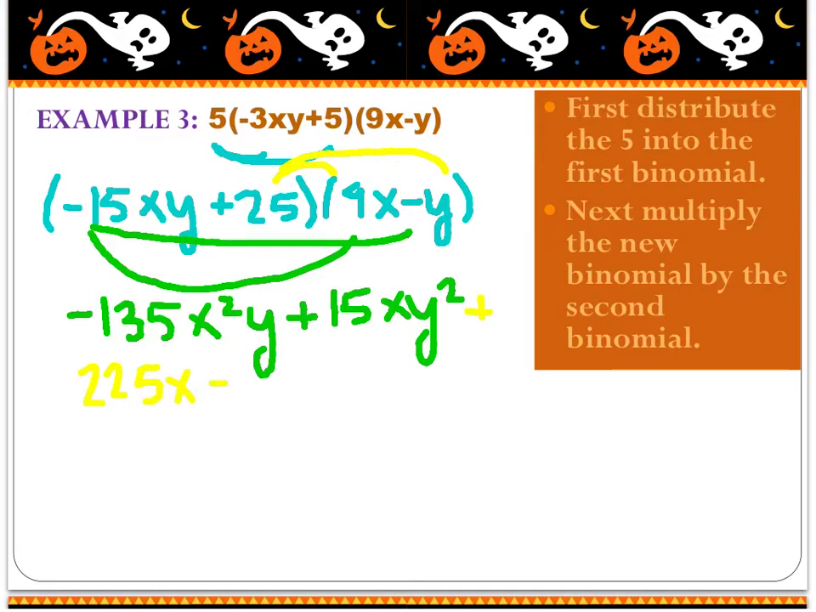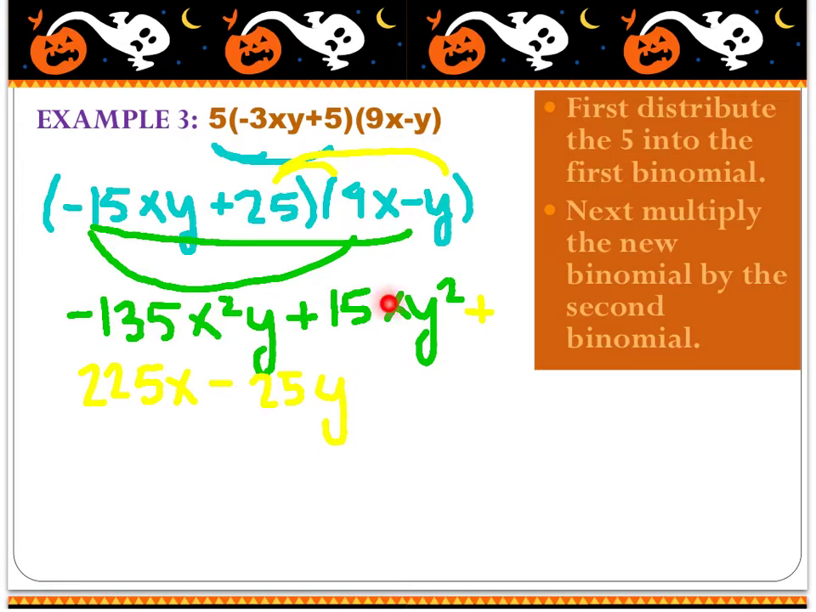X minus 25y. Now I need to combine like terms, okay? So the more terms we have, the little stickier this gets. So we gotta take a look. This guy has x squared y. That's his last name. Does any other term have x squared y?